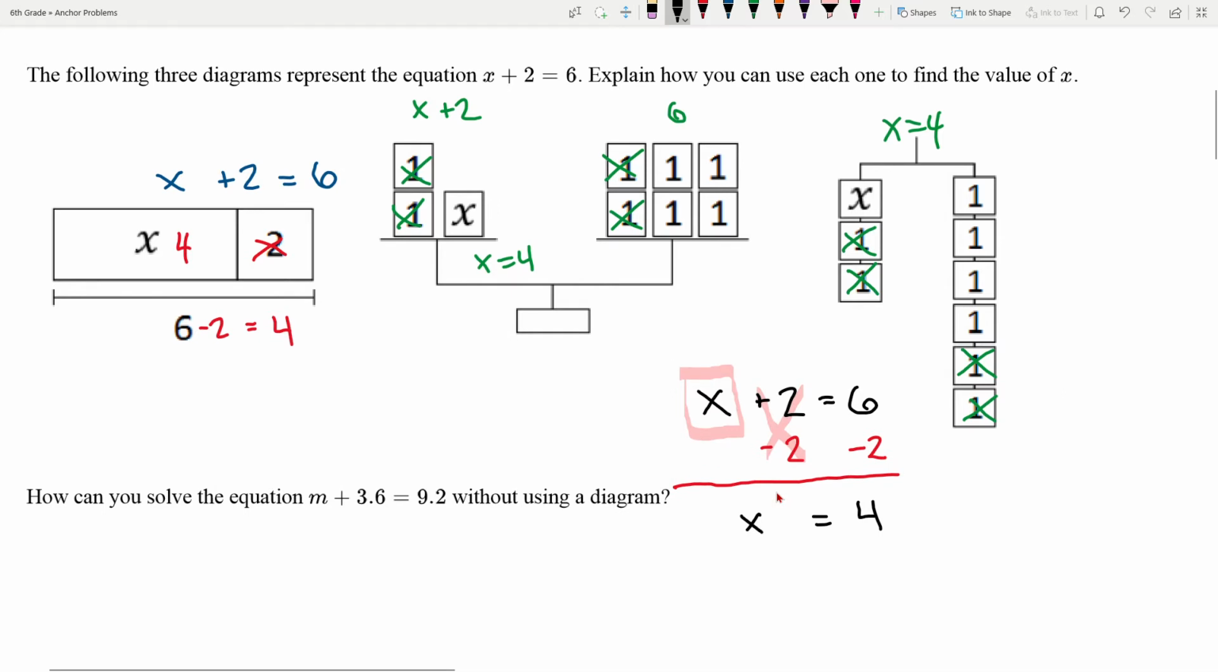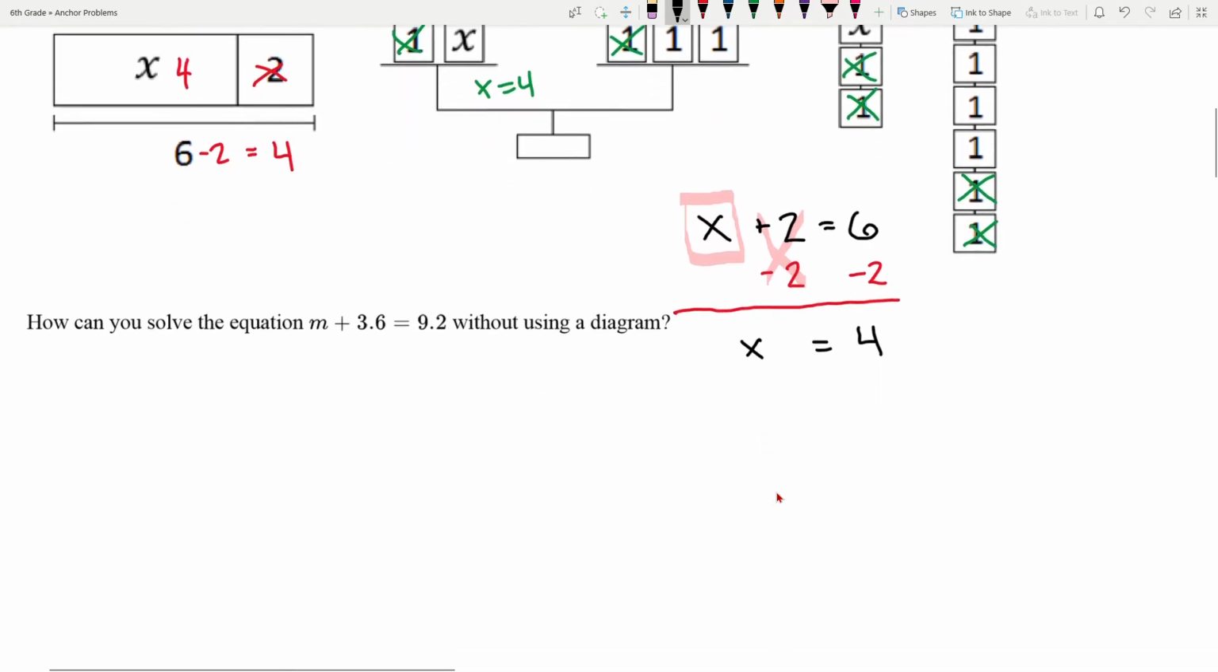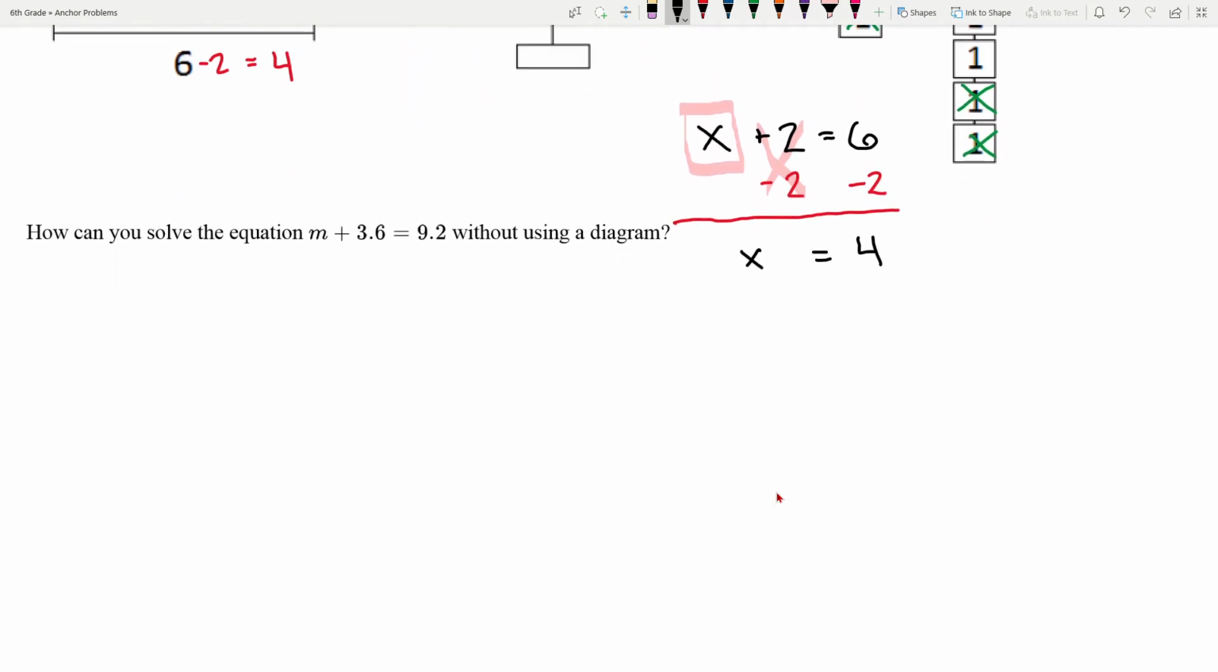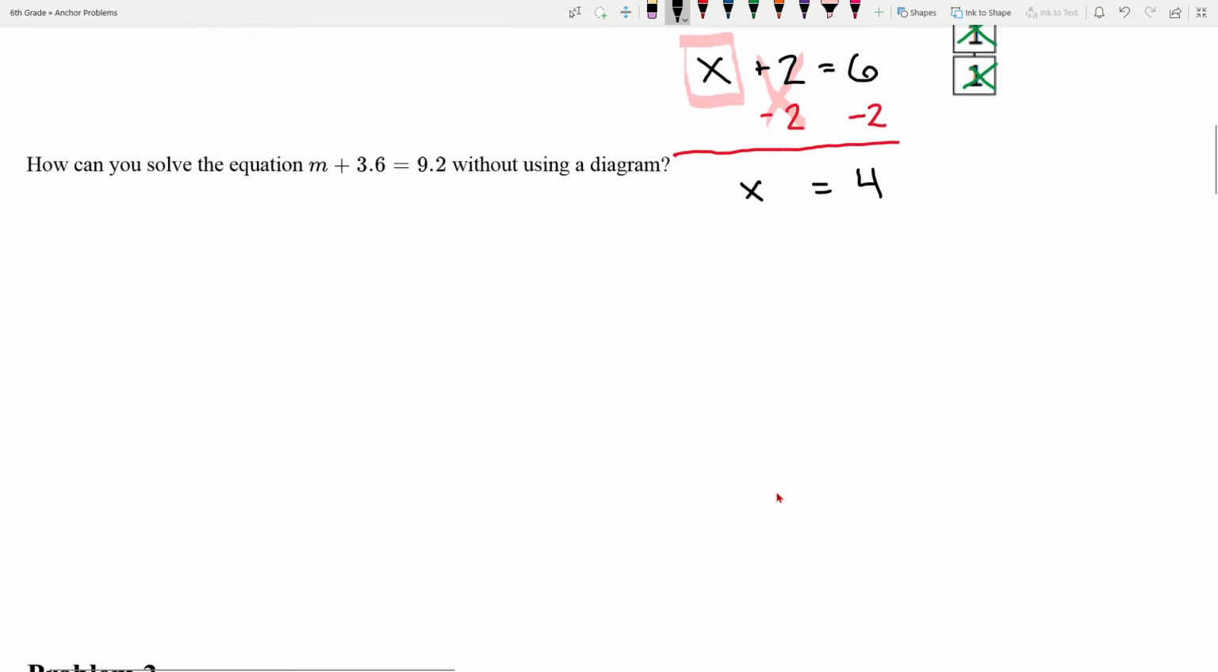Now, how can you solve the equation m plus 3 and 6/10 equals 9 and 2/10 without using a diagram? Let me rewrite that. M plus 3 and 6/10 equals 9 and 2/10. Now, again, the goal is to get the variable alone, and our variable is here with the m.